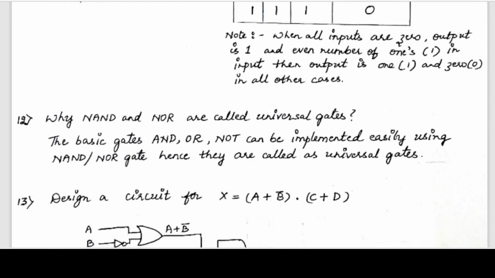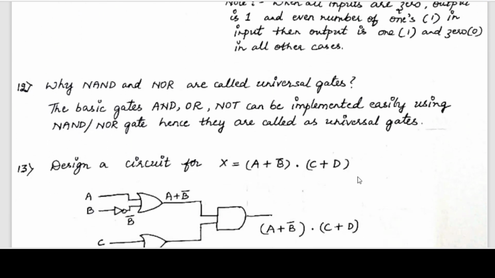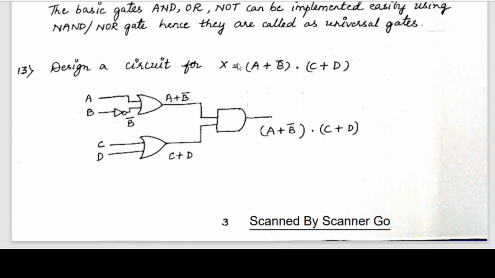Then they will ask some circuit designing. In circuit designing, they will give some expression and you need to construct the circuit. So it is A plus B bar. B bar means B has to be given to a NOT gate, and it becomes B bar. So A plus B bar, where plus means OR. So A and B bar should be given to an OR gate, and I get A plus B bar.